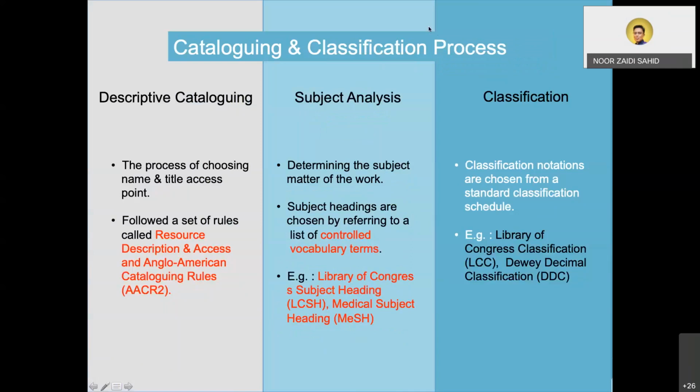Okay, for this cataloging and classification process. Just now I did explain about cataloging and classification in brief. But this slide explain in big depth. Okay, let's go through number one. So 3 proses ini berlaku dalam cataloging and classification. Number one is descriptive cataloging. For descriptive cataloging, it is the process of choosing names and title access point.